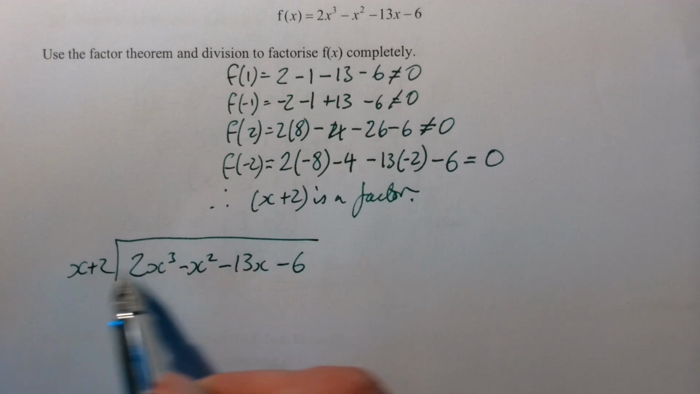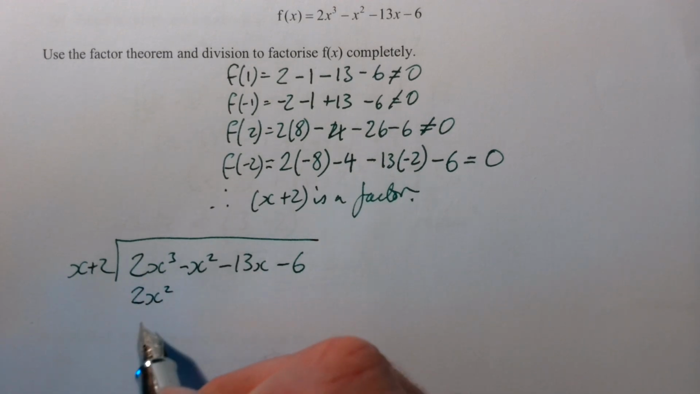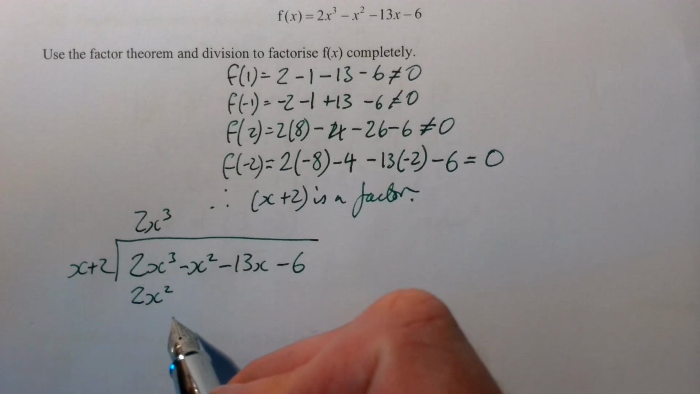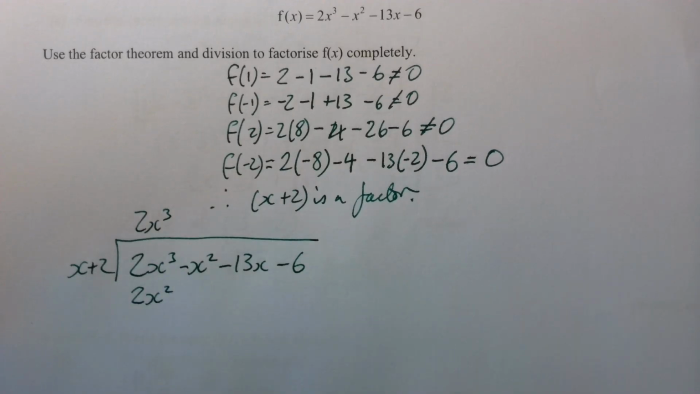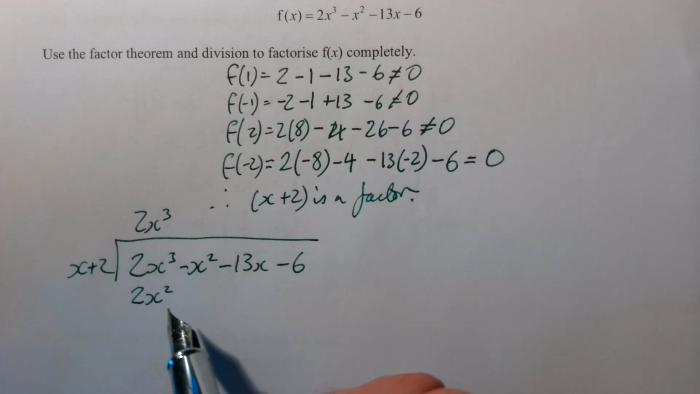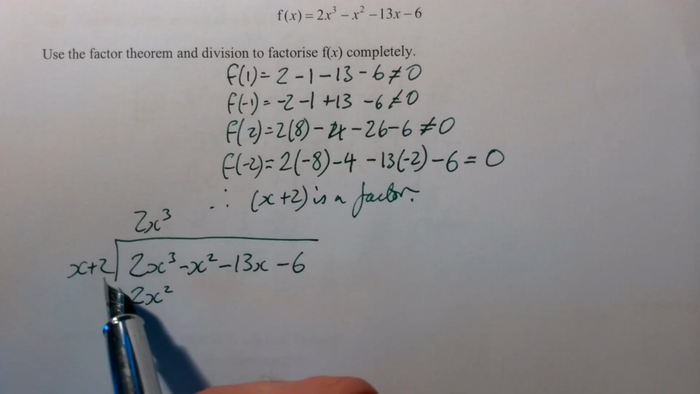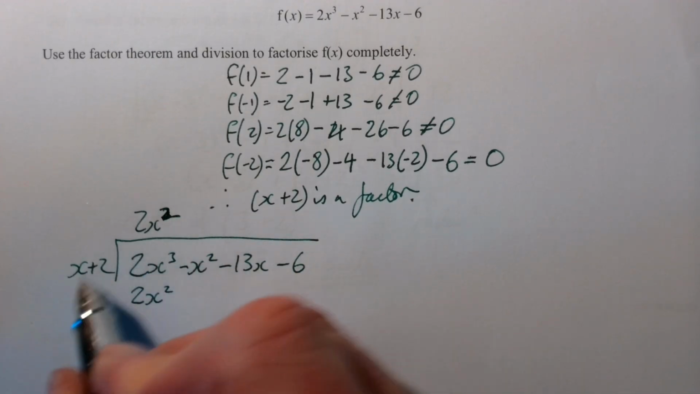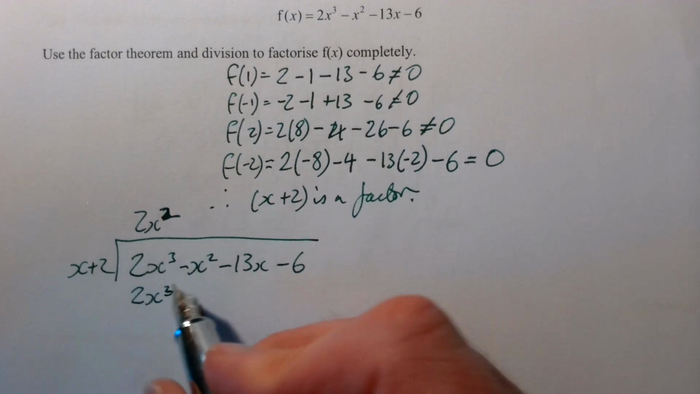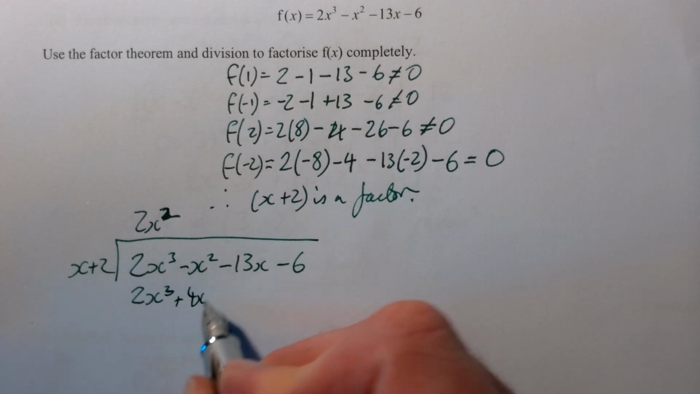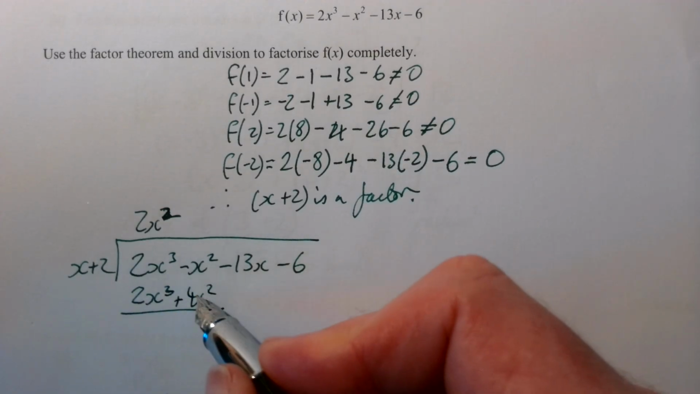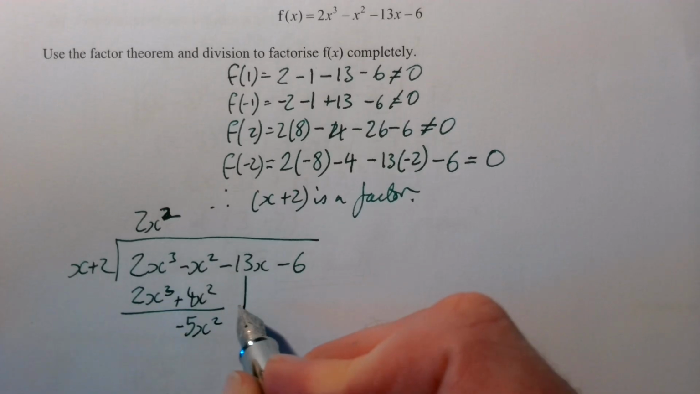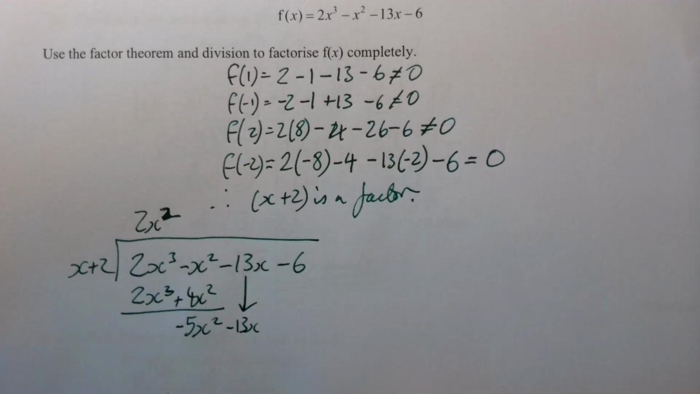So I ignore the 2 at first. X into 2x cubed goes 2x squared. Sorry, that's my 2x squared up there. So 2x squared times x is 2x cubed. 2x squared times 2 is plus 4x squared. Right, now I take 4x squared from minus 1x squared. That gives me negative 5x squared. Drop down the next term of minus 13x.